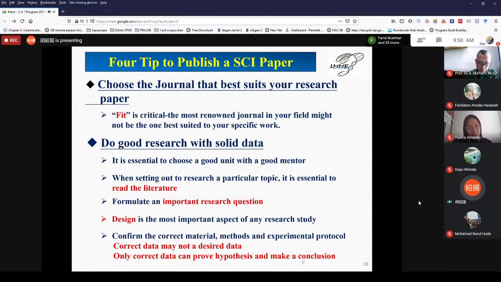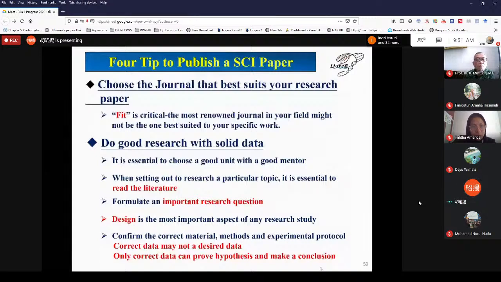Although sometimes the data may not deserve data, it means sometimes the results do not fit your prediction. Only correct data can support a hypothesis and make a conclusion. I think the same.